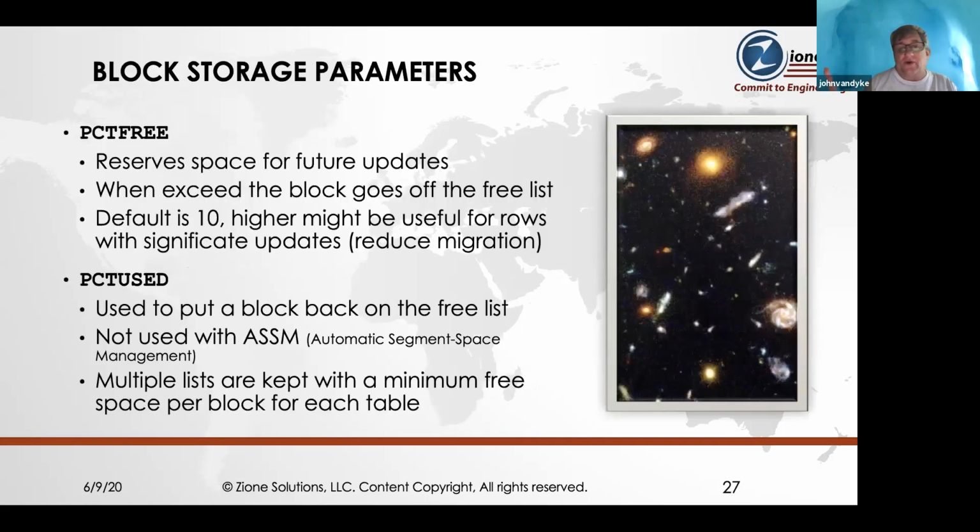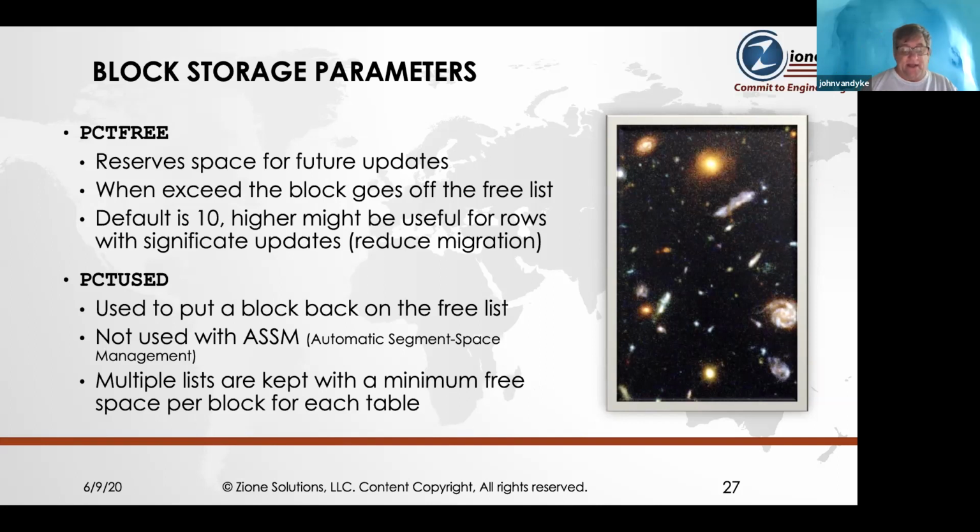All right, storage parameters. Percent free is probably the only one that you're going to play with at all, because percent used is pretty much gone, especially if you're using ASSM, which pretty much everybody is, whether you know it or not. Percent free, as I mentioned before, higher values there could help reduce migration. Won't help with chaining, because that's just a function of the row length, but it could help reduce migration of the rows.